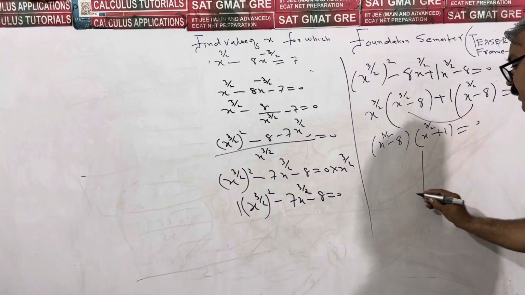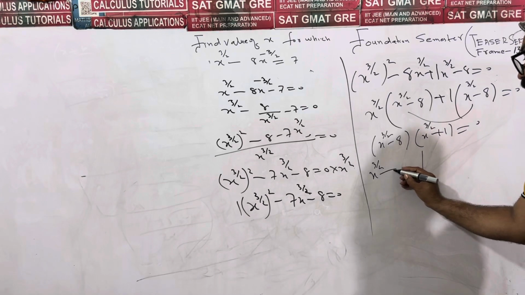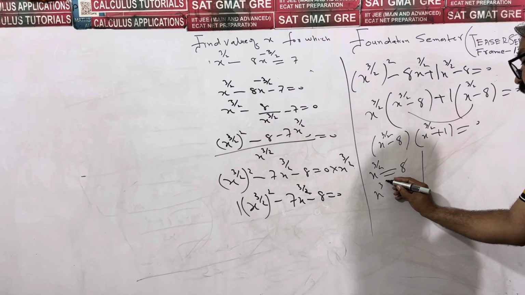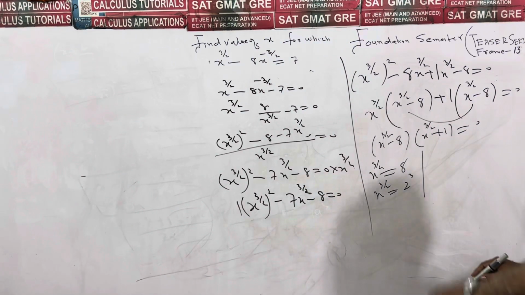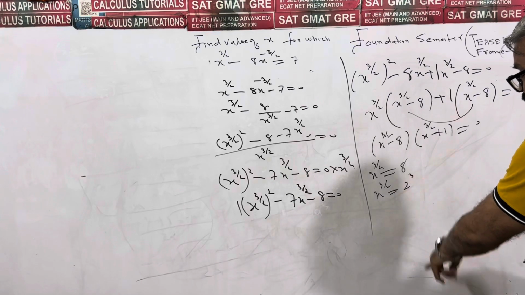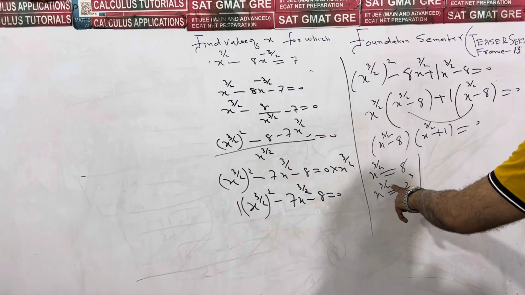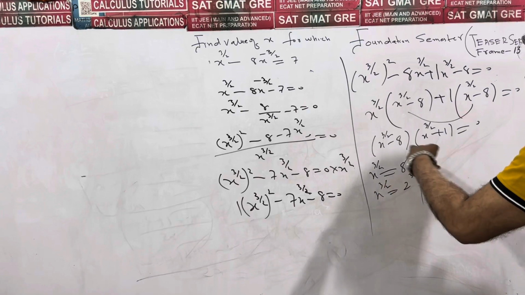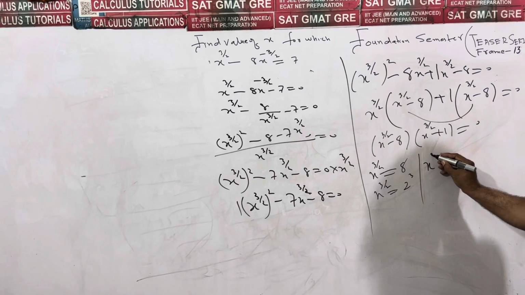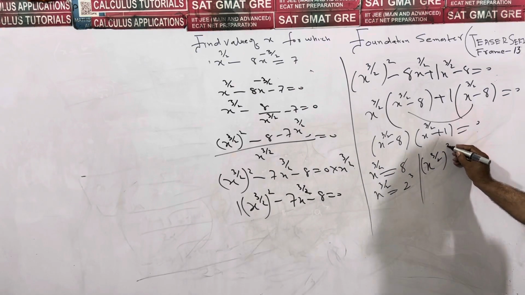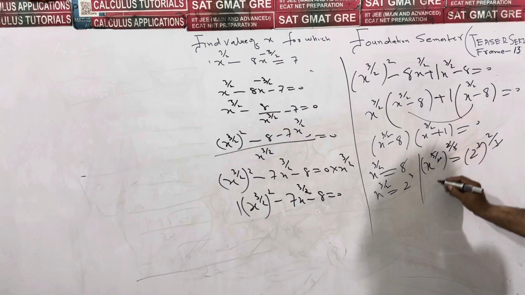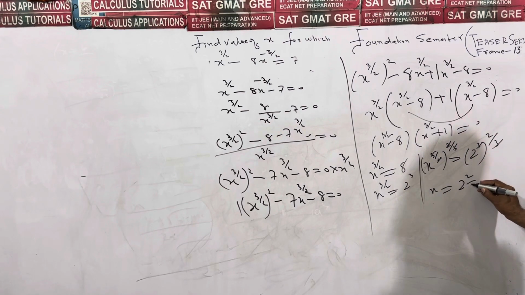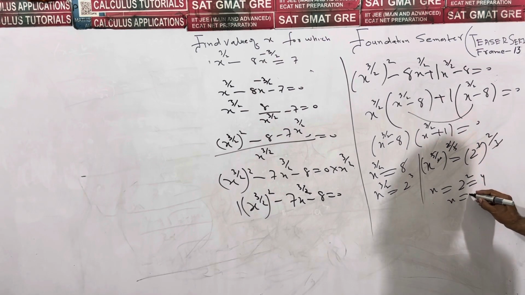Either x raised to 3 over 2 is equal to 8. 8 can be written as 2 cube. In order to get rid of the power 3 over 2, take the power 2 over 3 on both sides: x raised to 3 over 2 raised to 2 over 3 equals 2 cube raised to 2 over 3. 3 and 3 cancel, 2 and 2 cancel. X is going to be 2 square, which means 4. X is equal to 4.